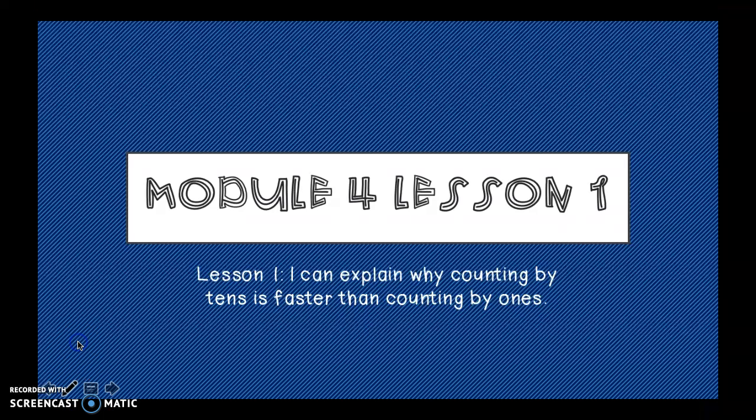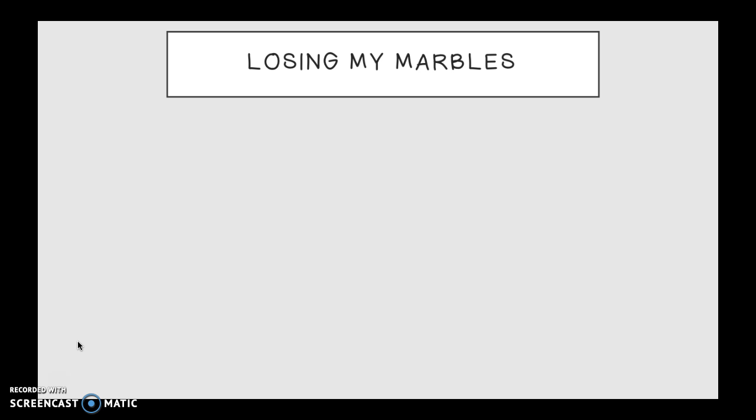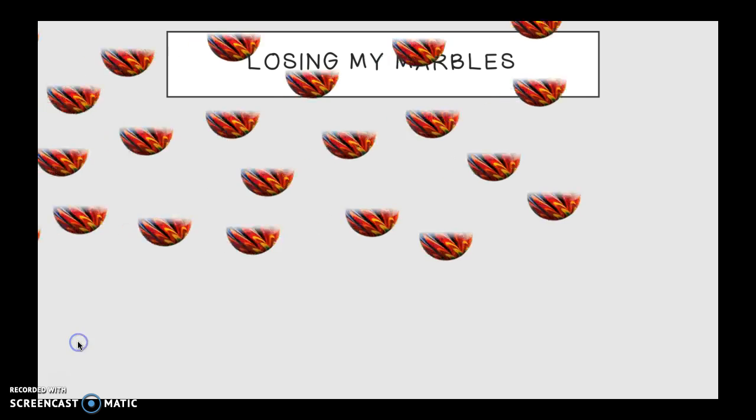Hi friends, today's lesson is Module 4, Lesson 1. We've been doing a lot with measurement and data, but today we're going to talk about how we can count numbers. I thought about doing this the other day when I had this awesome bag of brand new marbles. They were beautiful. But then all of a sudden I tripped and my marbles went falling all over the floor.